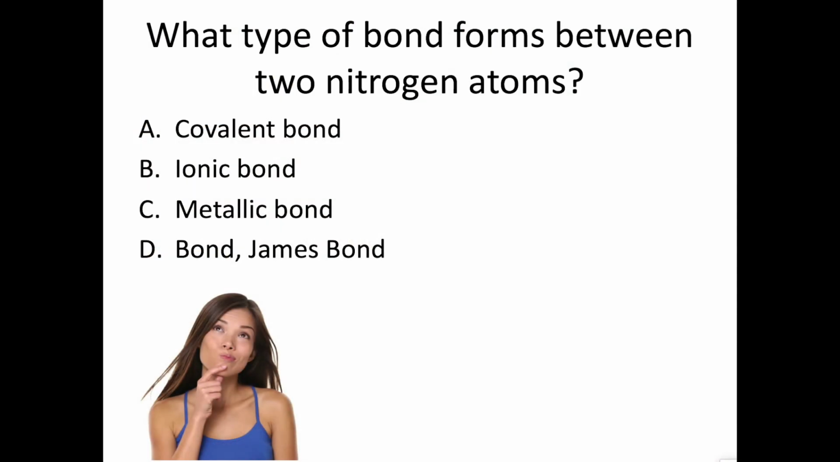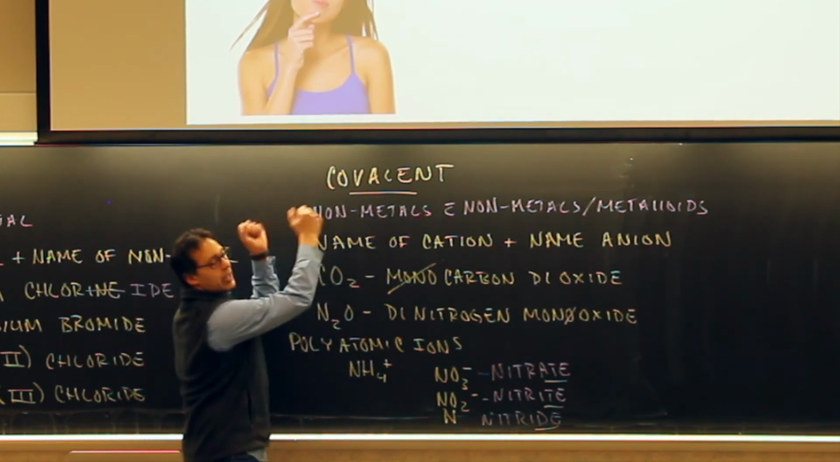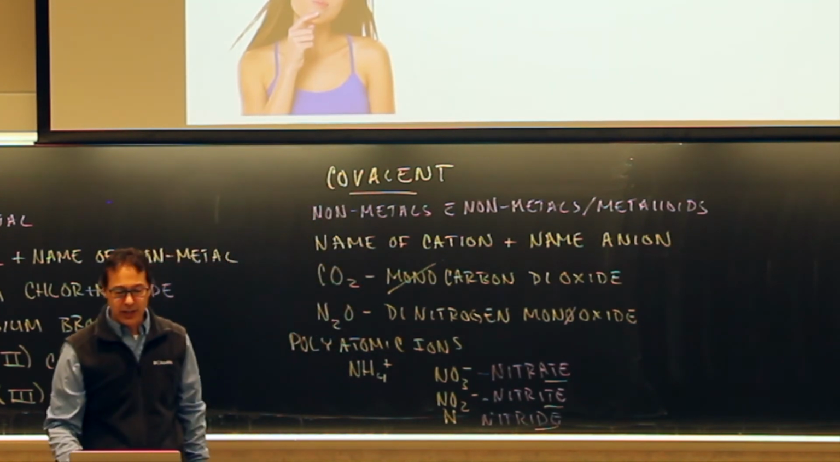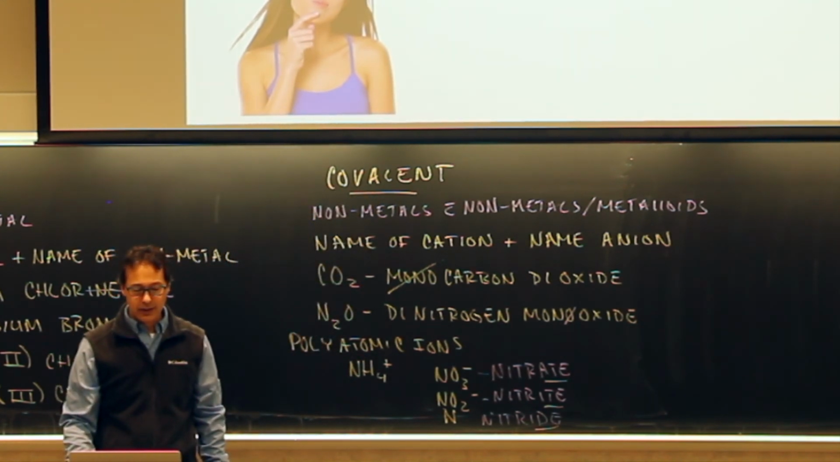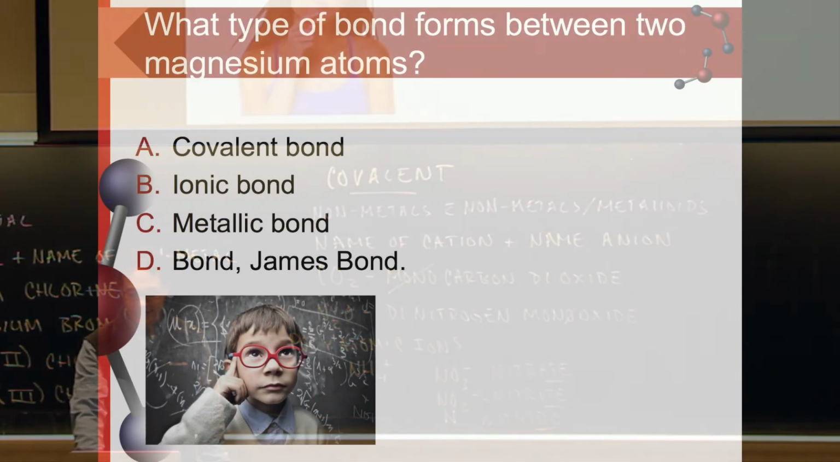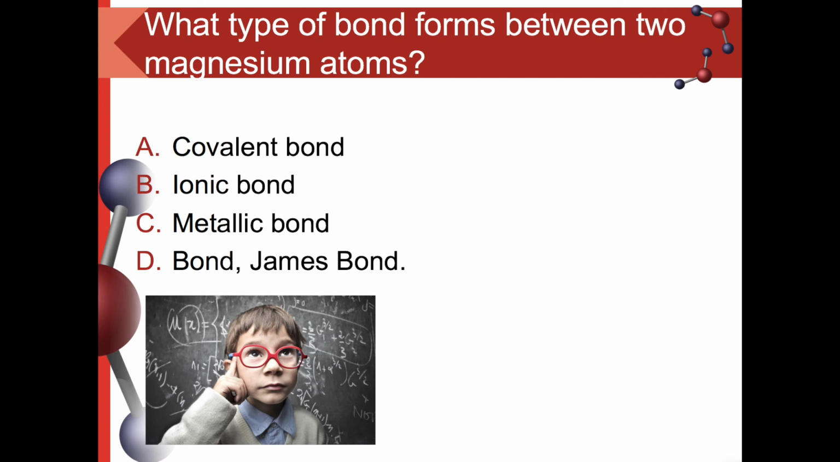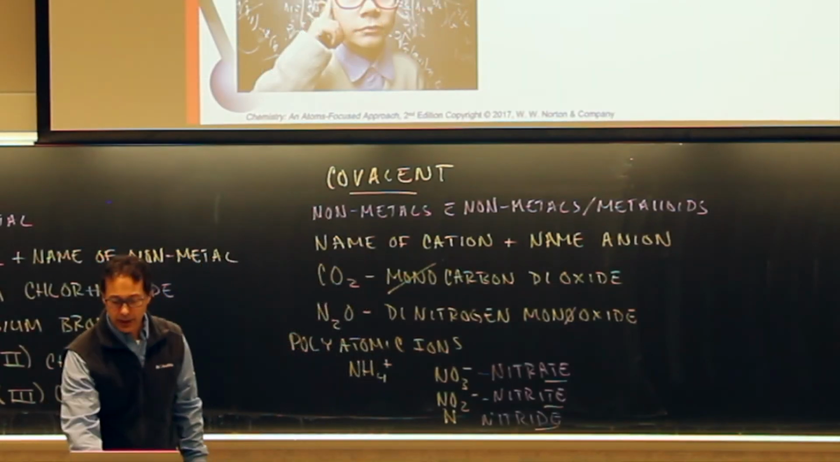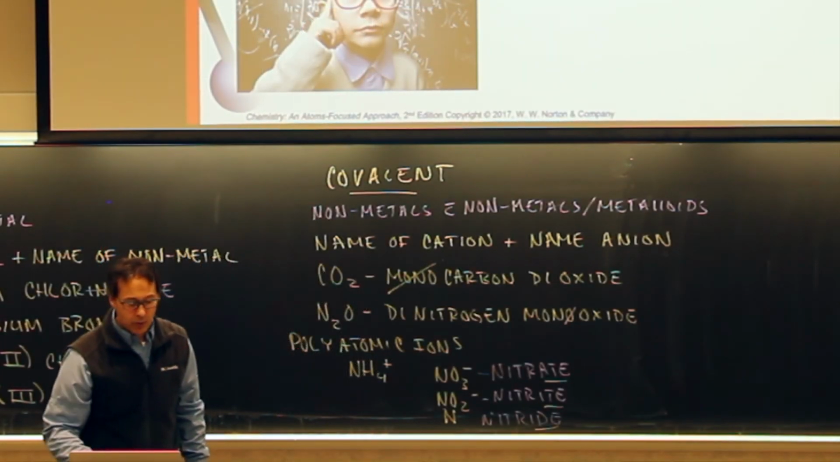All right, so what kind of bond forms between two nitrogen atoms? Covalent, yes, because they are nonmetals. Nicely done. No, it's not James Bond. Okay. What type of bond forms between two magnesium atoms? Metallic bond. Okay, nicely done. Well done, well done.